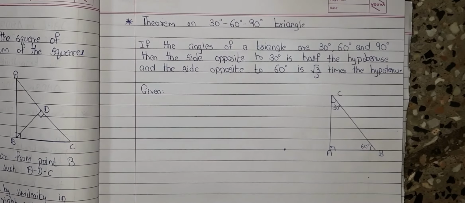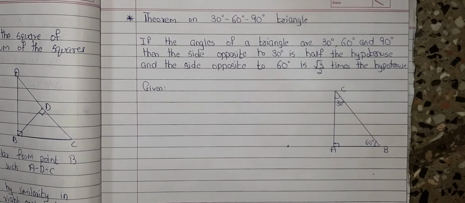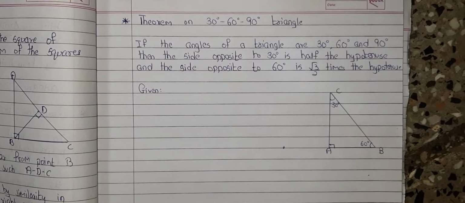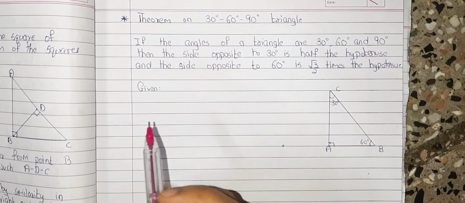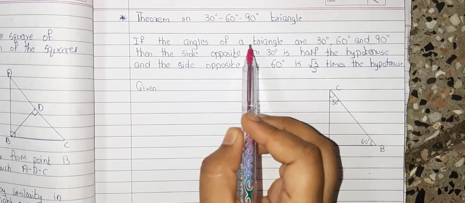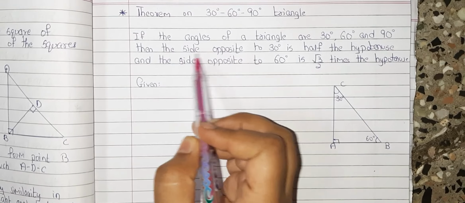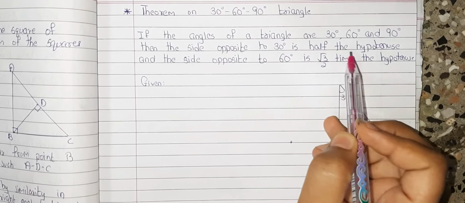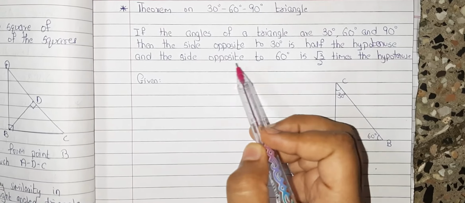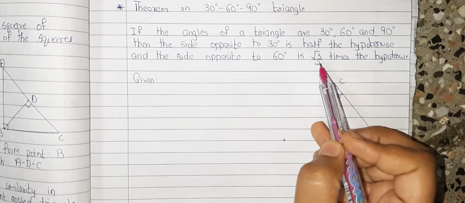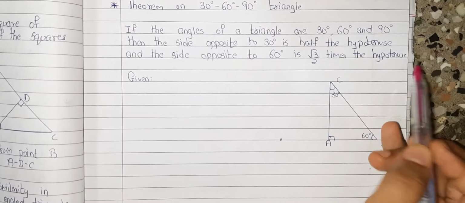Hello guys, in this video we will be studying the theorem on 30 degree, 60 degree, 90 degree triangle. The statement of this theorem is: if the angles of a triangle are 30 degree, 60 degree and 90 degree, then the side opposite to 30 degree is half the hypotenuse and the side opposite to 60 degree is root 3 upon 2 times the hypotenuse.